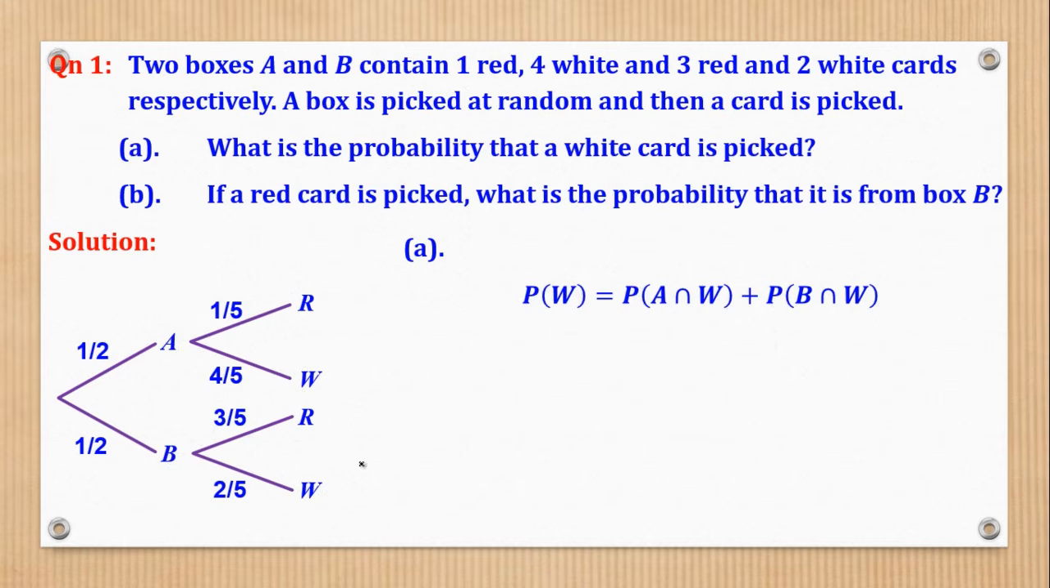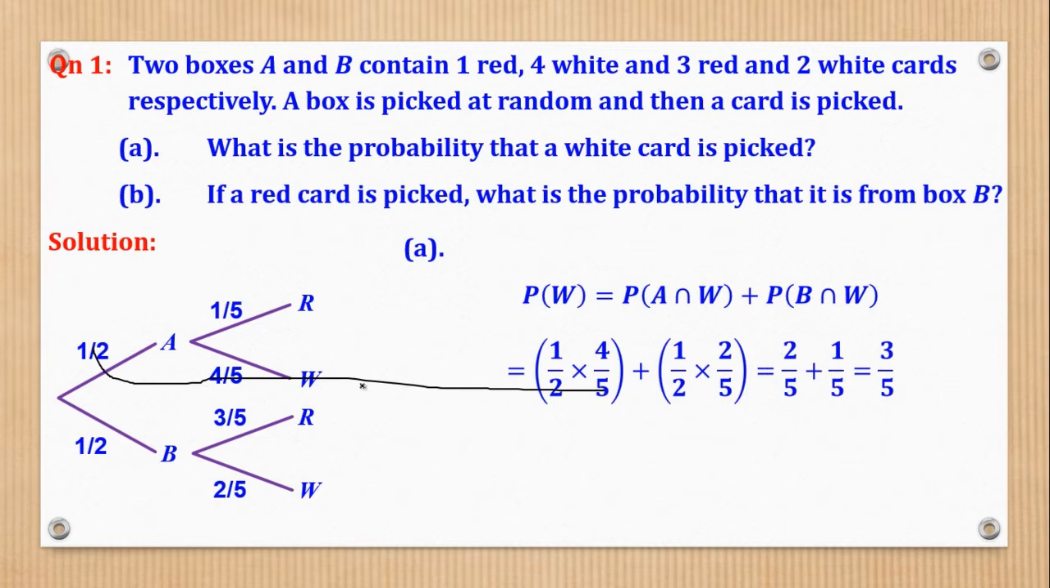Now for A intersection W it will be this times this, which is here. Then for B intersection W it will be this times this, which is here. And in the end I'll come up with 3 over 5 as the answer.